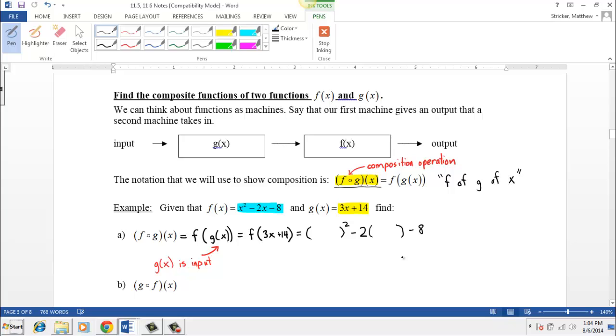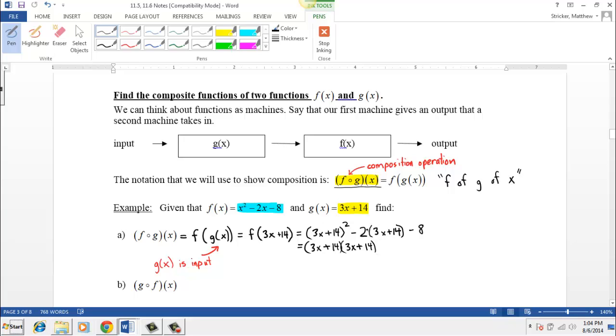Now what's the input? What goes into each of these two open sets of parentheses? Well, it's the input. The 3x plus 14 is g of x. So I can go ahead and plug in there 3x plus 14, and then also 3x plus 14 here. And then from here it's just algebra, it's just simplifying. We know that this means 3x plus 14 times 3x plus 14. We gotta write it twice. That's what the first part means.